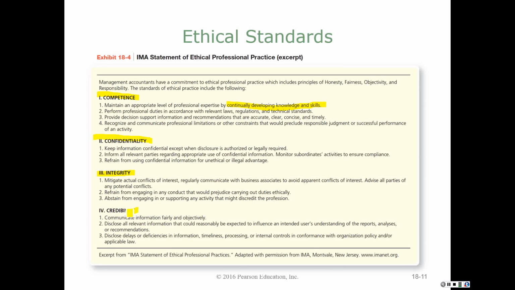And we have to be credible. Okay. So can we communicate our information, as it says, fairly and objectively? Do we disclose everything that should be disclosed? Or are we a little shady in that gray area? And if we are, and people realize that we have worked with and been a part of a business that doesn't always follow the rules, we'll lose our credibility very quickly.